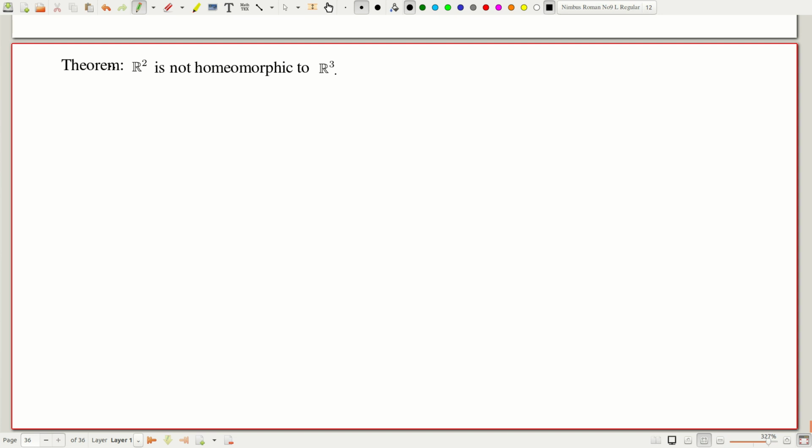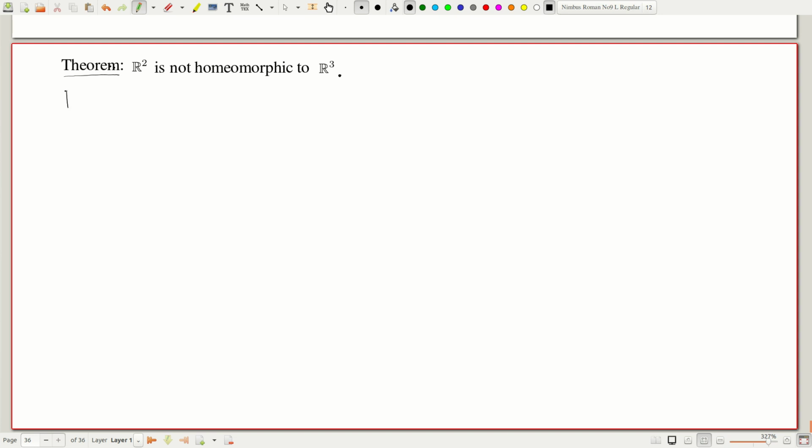Okay, so here's another interesting and important application. R2 is not homeomorphic to R3. You'll probably recall that we show R is not homeomorphic to R2 by puncturing a point and seeing that in one case you're connected and in the other case you're not. Here instead you look at being simply connected or not simply connected. I have not formally defined that term, but it's just having a fundamental group that is trivial. We will shortly define that.